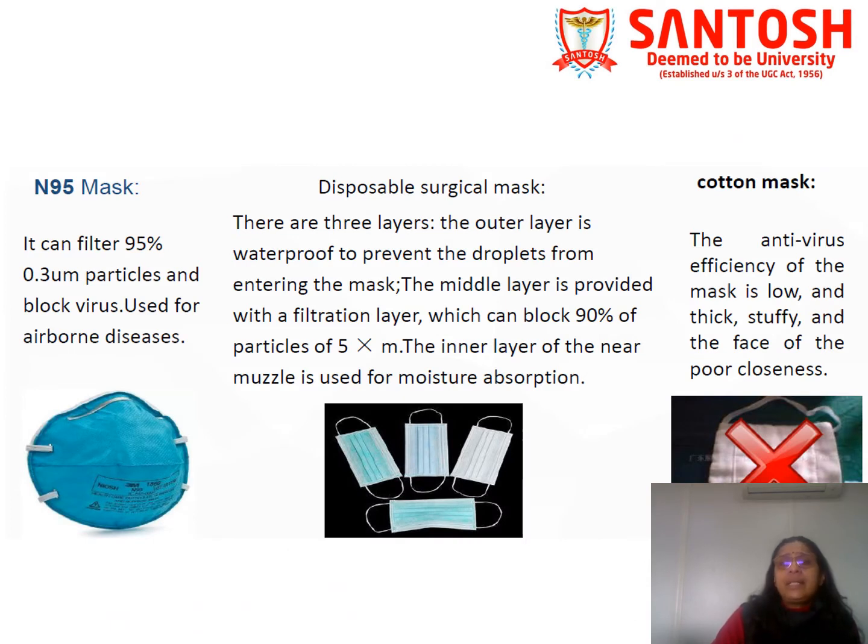Now, these are the details of the different types of masks here. So you can see here that the N95 mask filters 95% of 0.3 micron particles and blocks the viruses. And it should be worn in suspected airborne diseases. Then there are disposable surgical masks. These have got 3 layers. And due to the presence of 3 layers, it becomes a better mask as compared to the simple cotton mask.